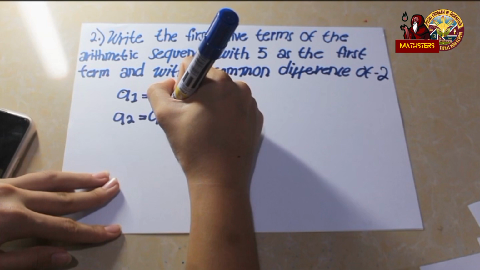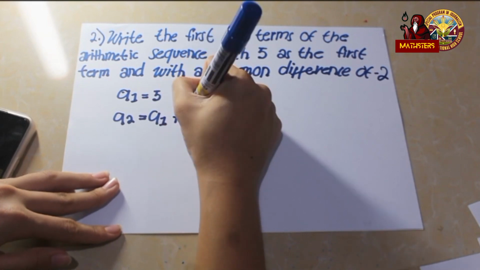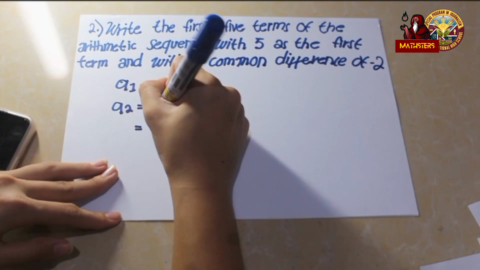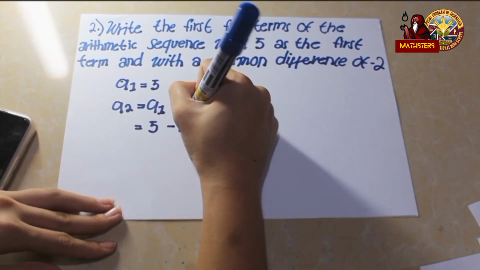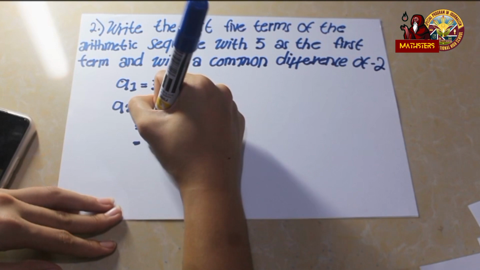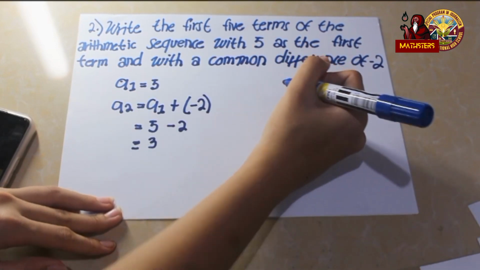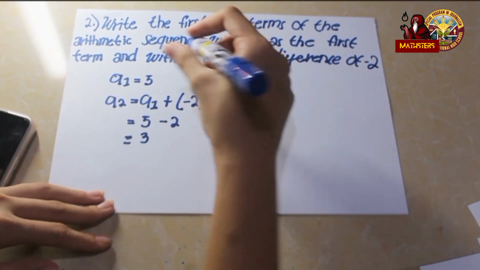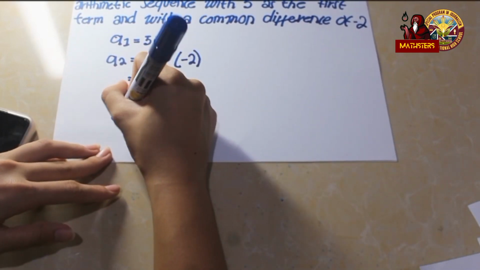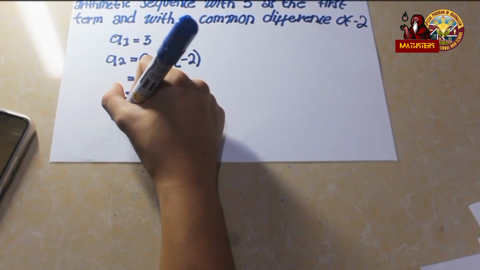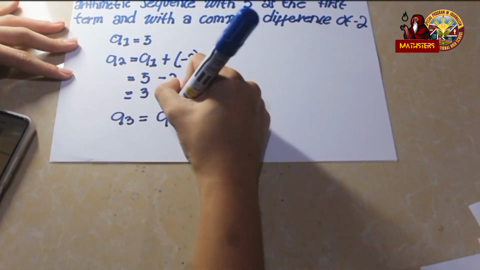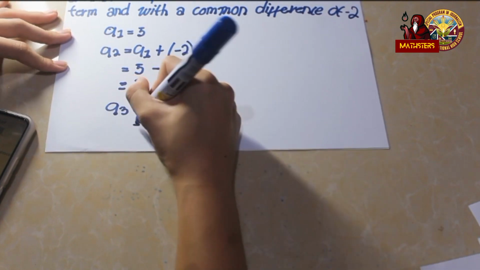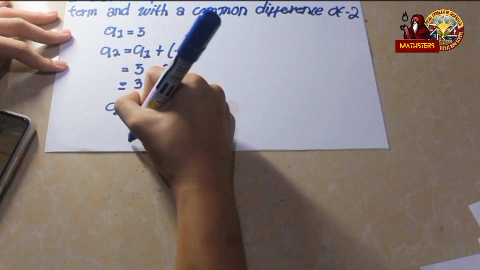Now to the second term, a sub 2. To find the second term, we start with the first term, 5, and subtract the common difference, which is negative 2. So, 5 minus 2 equals 3. That's our second term. Now, for the third term, a sub 3, we take the second term, 3, and subtract the common difference, negative 2 again. So, 3 minus 2 equals 1.